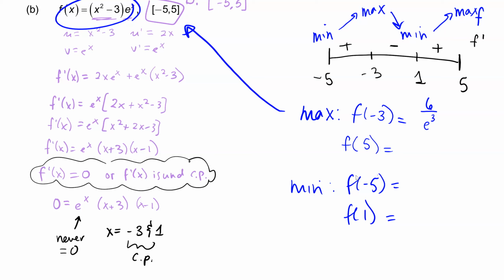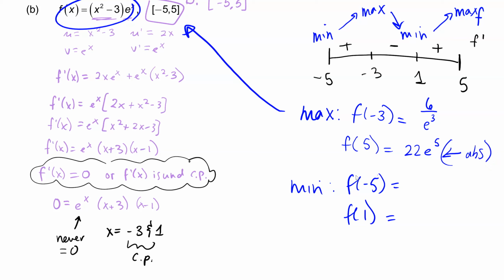If I plug in 5, squared is 25, minus 3 is 22 times e to the fifth. So which is bigger, 6 divided by e cubed or 22 times e to the fifth? Right, so this one would be our absolute if we were asking. But we're not, but now you know.